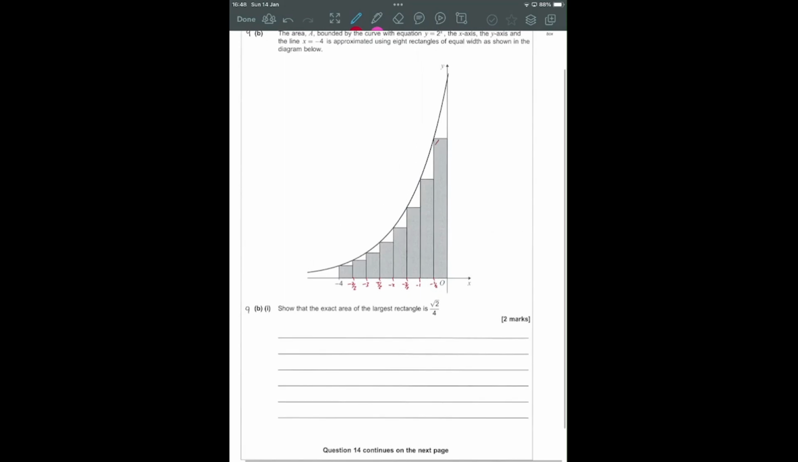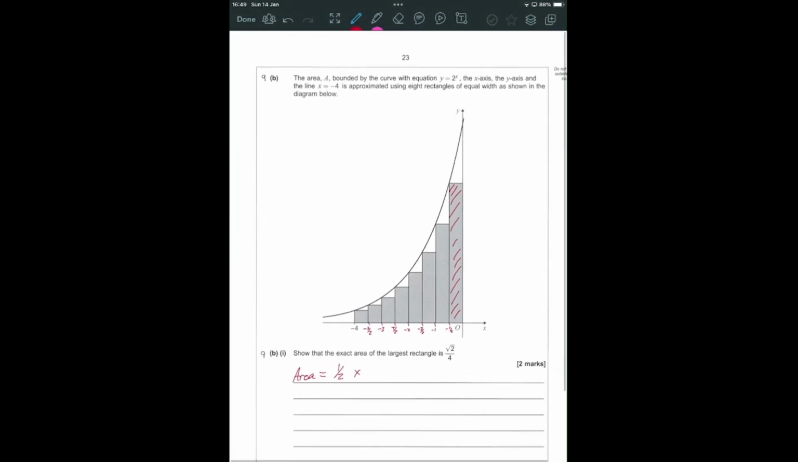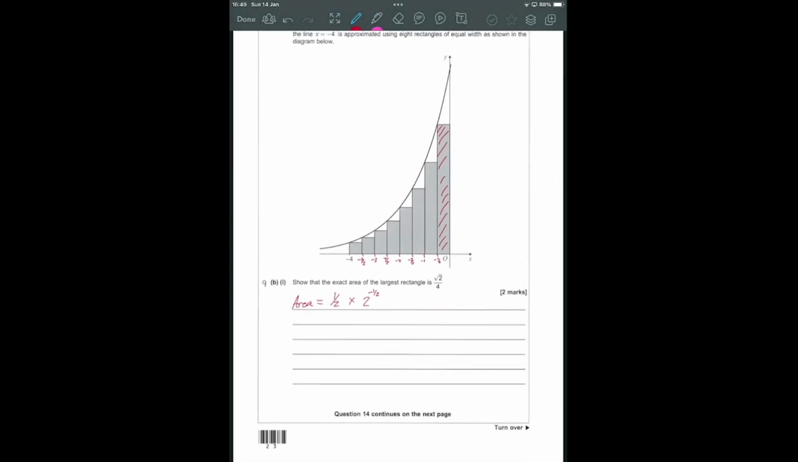So I want to show that this rectangle here has the area of root 2 over 4. Well, that rectangle has a base of a half, and the height of that rectangle is if I sub that negative a half ordinate into the y thing. So it's going to be 2 to the power of negative a half. Well, now it's just simplification. That's a half times 1 over root 2. 1 over root 2 rationalizes to root 2 over 2, which is root 2 over 4 as required.